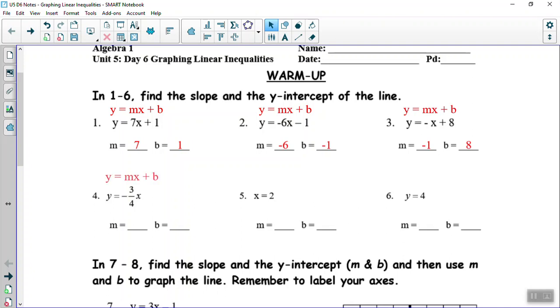All right, let's take a look at this one. This one happens to be missing the b value. So my slope is -3/4, my y-intercept is 0, since there's nothing there.